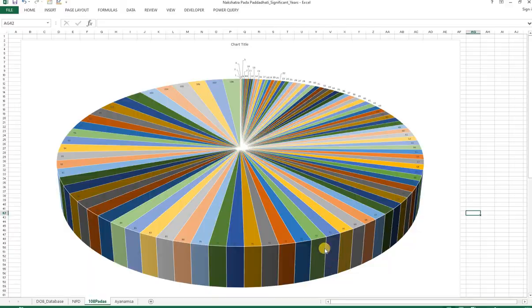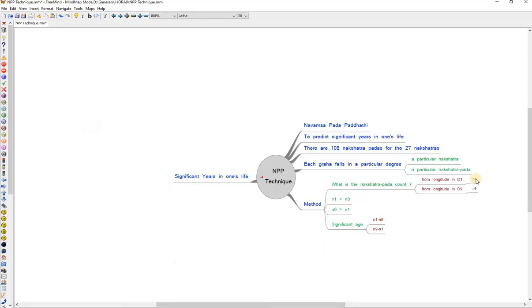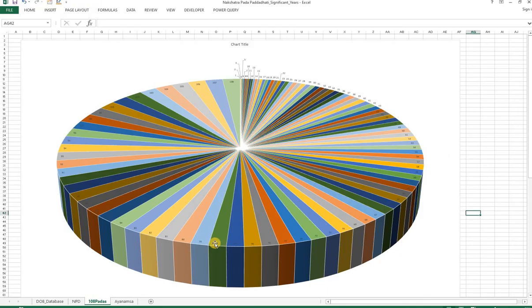Similarly, this technique involves calculating, from the longitude of the planet in the D1 chart, the pada number, and calling it N1. Similarly, from the longitude in the D9 chart, call it N9. So N1 could be some number like 79, and N9 could be 94. The difference between 94 and 79 is mapped to a number of years. Similarly, there could also be a number of years based upon the other side of this difference.